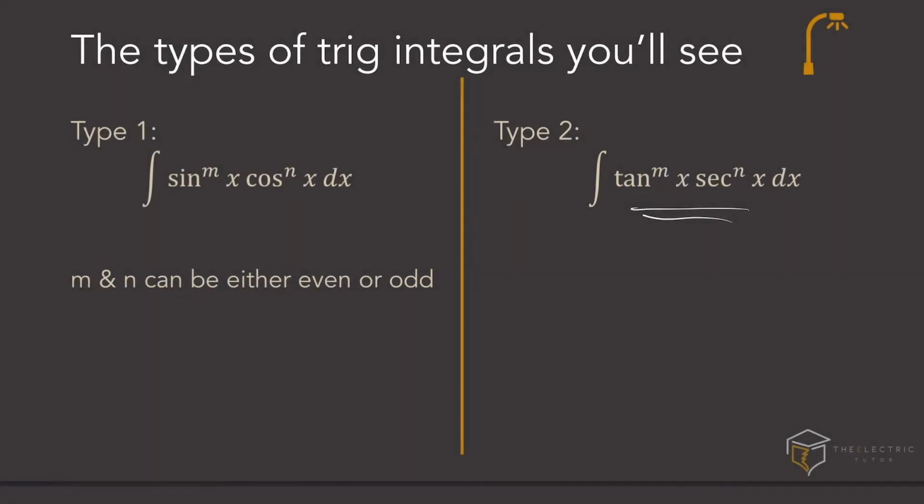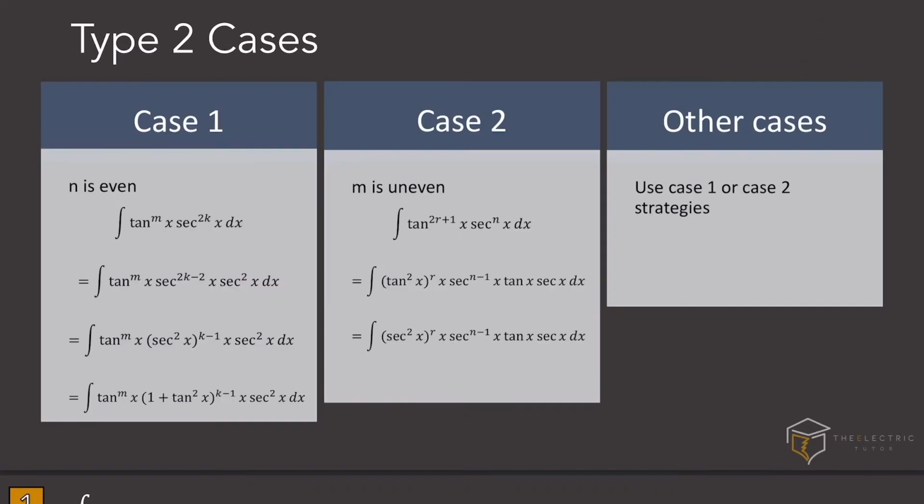Hello again. In this follow-up video, we're going to touch on the second type, which is combinations of tangent and secant for integration. If you haven't watched my part 1 video, we talk about combinations of sines and cosines, so make sure you watch that too if you need to. So let's get started.